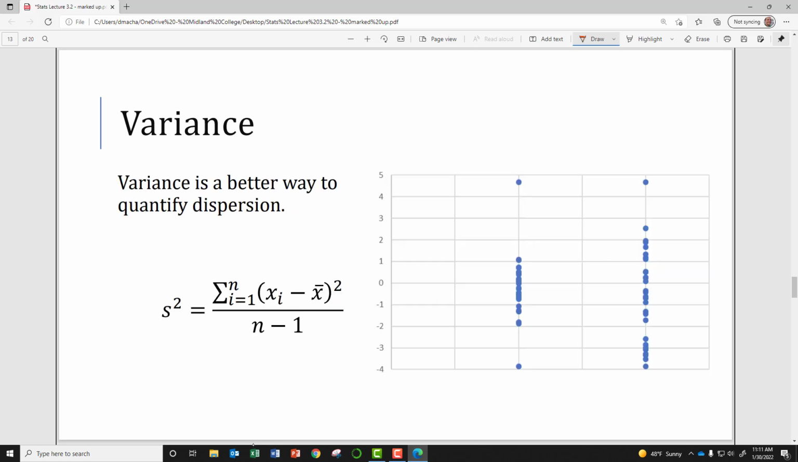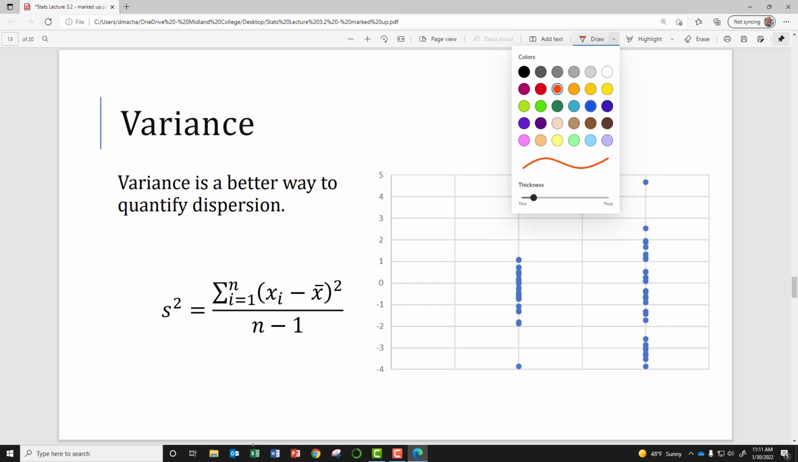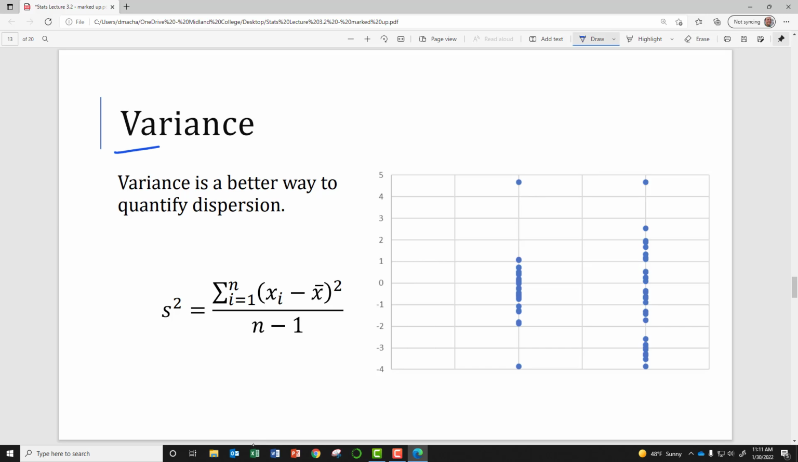And let's talk about now something that we actually use in the practice of statistics. We're talking about variance. And the formula for sample variance is given here. The formula for sample variance is this. The sum of the squared deviations on top, and on the bottom we have n minus 1.